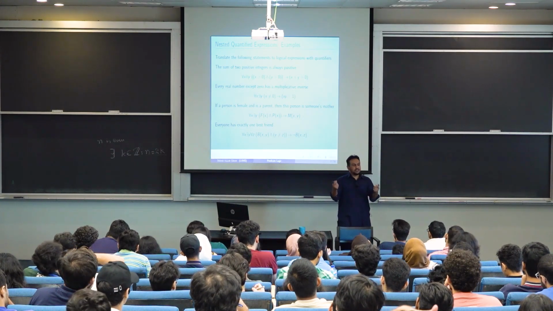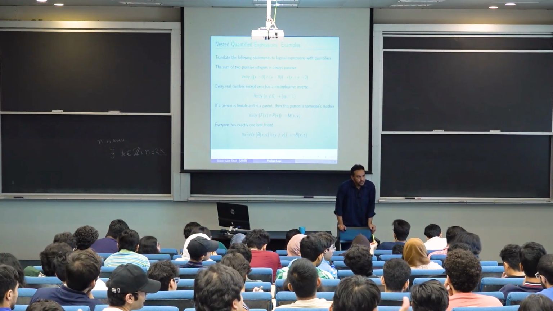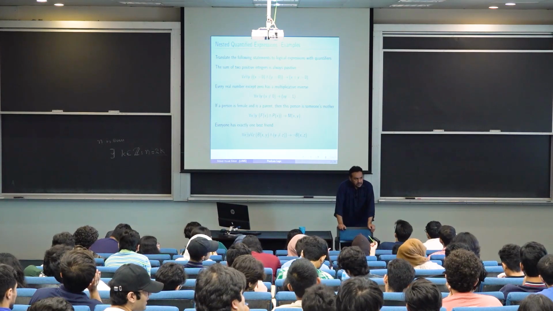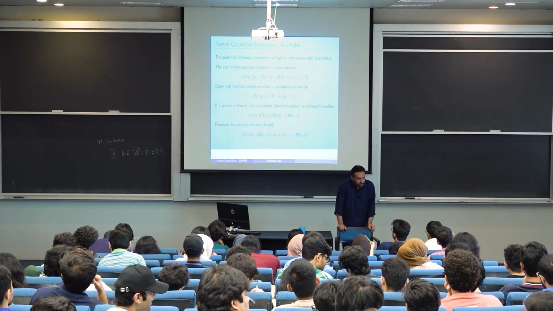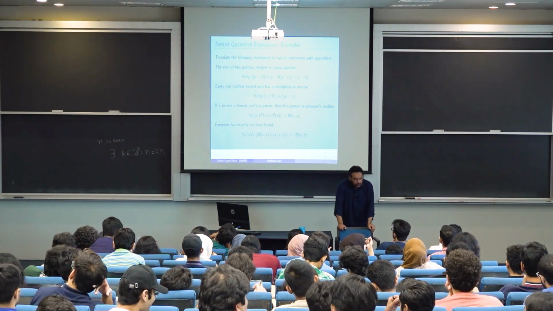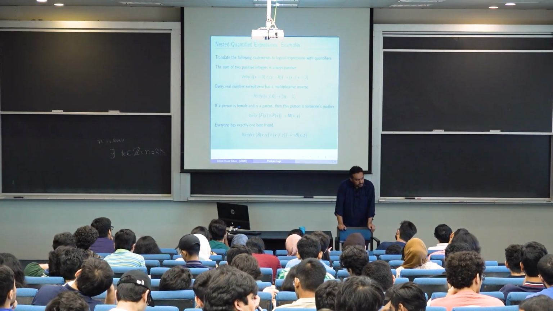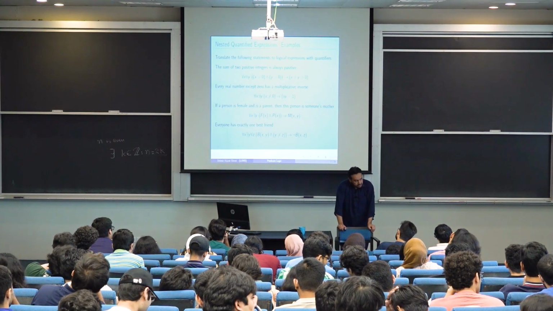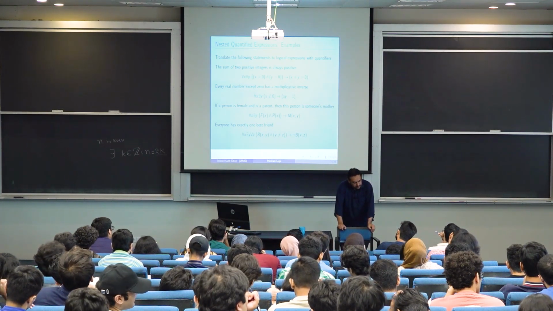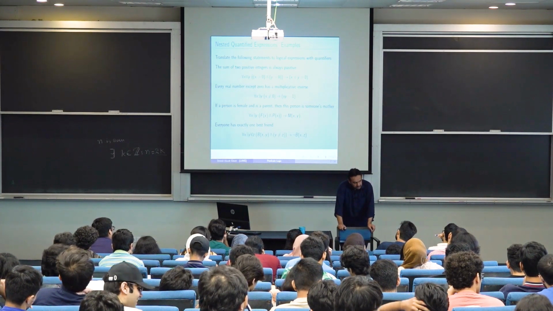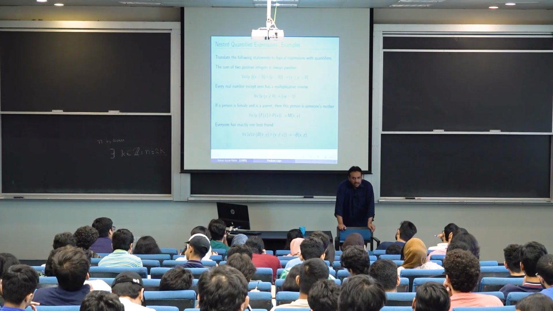Yes? Sir, if we take y equals z and remove the negation, negating best friend x and z, so it will be: for all values of x there exists a y, and for all values of z such that z is the best friend of x, y is equal to z.